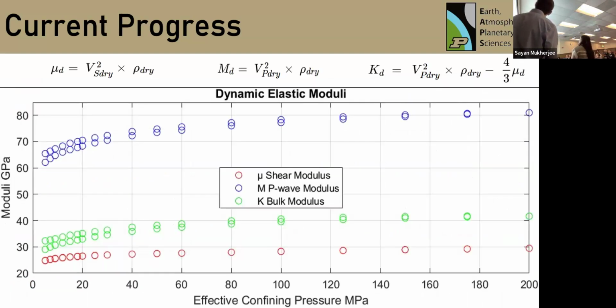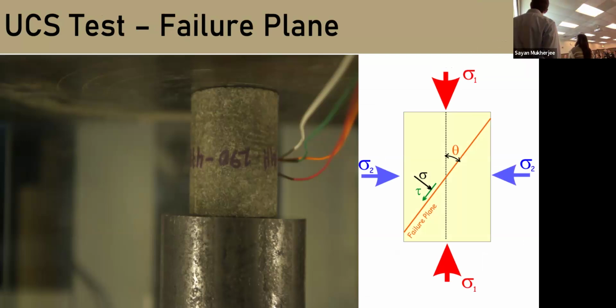These are the equations that we are using to calculate shear, P wave, and bulk modulus. That data helps us to understand the elastic properties and rigidity of the samples, and we use that to understand the strength in the borehole. So we are actually not doing the UCS test. That's our future step, but there's a video you can see for an example.